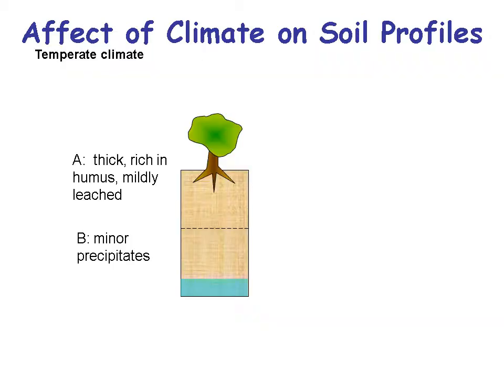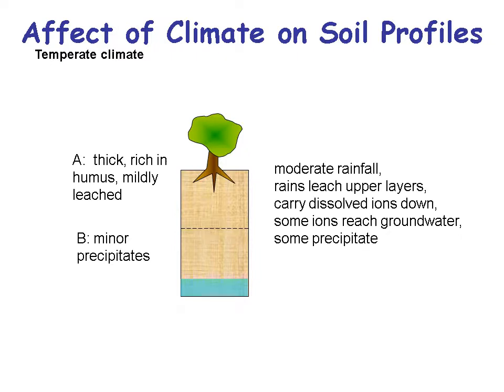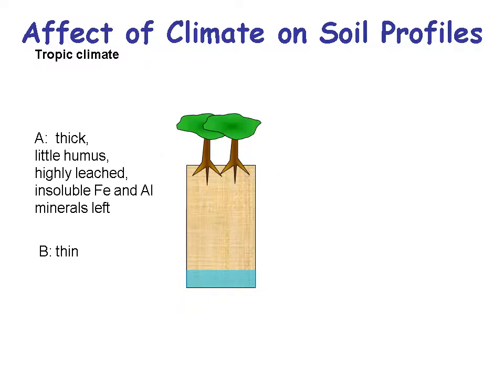Okay, in a temperate climate, you get rich, thick humus. It's mildly leached, and in the B layer you would get minor precipitates. In a temperate area, you get a moderate rainfall. Rains leach upper layers and carry dissolved ions down. Some ions reach the groundwater, some precipitate out. And if they hit the groundwater, then those ions are moved out of the area.